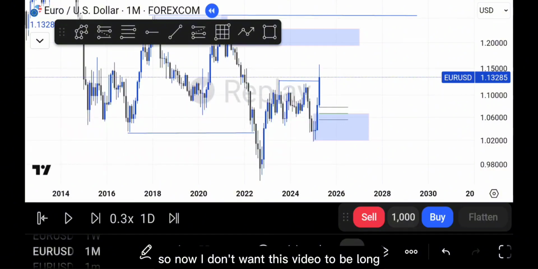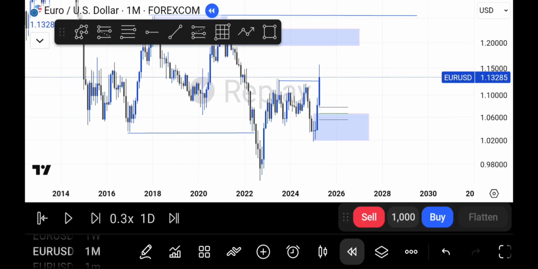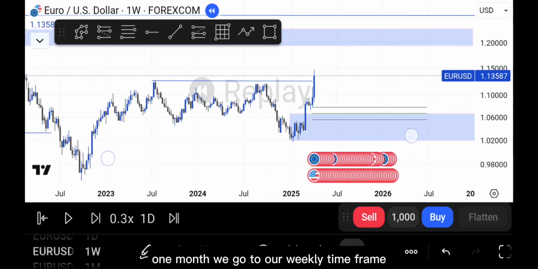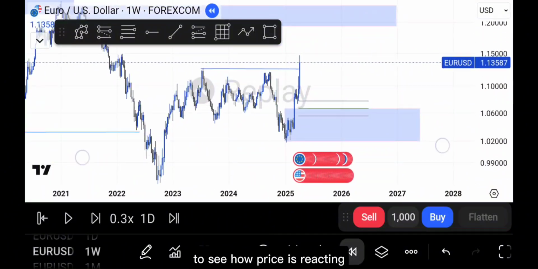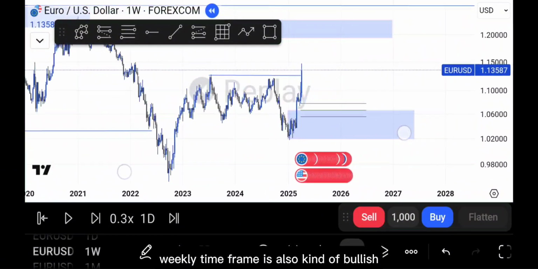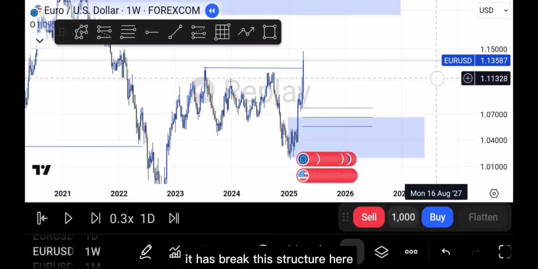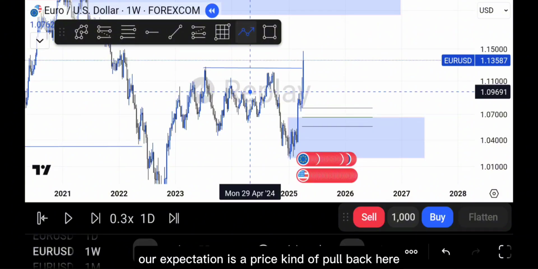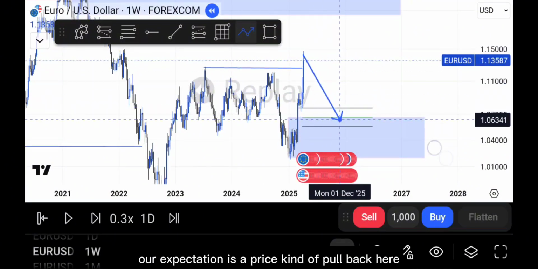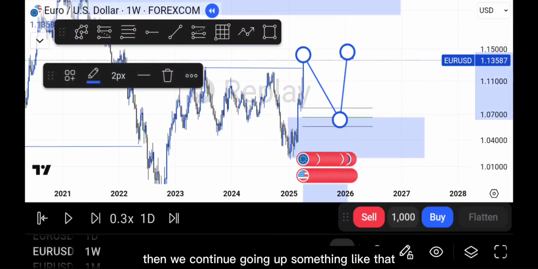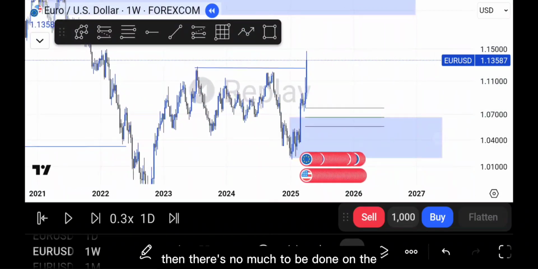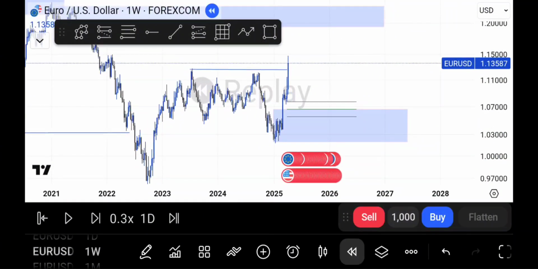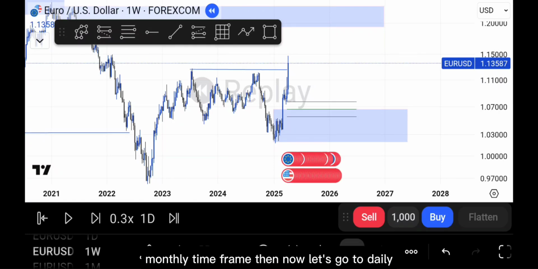So now, I don't want this video to be long. Let's move fast. After we are done with 1 month, we go to our weekly time frame to see how price is reacting. As you can see, weekly time frame is also kind of bullish. It has broken this structure here. So our expectation is that price will pull back here, then we continue going up, something like that. There's not much to be done on the weekly, since we've done most of it in the monthly time frame. Now let's go to daily.